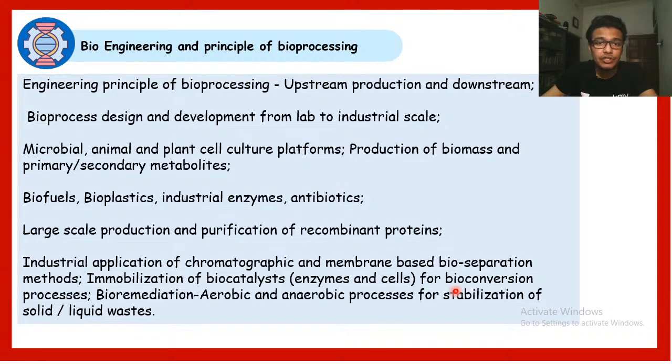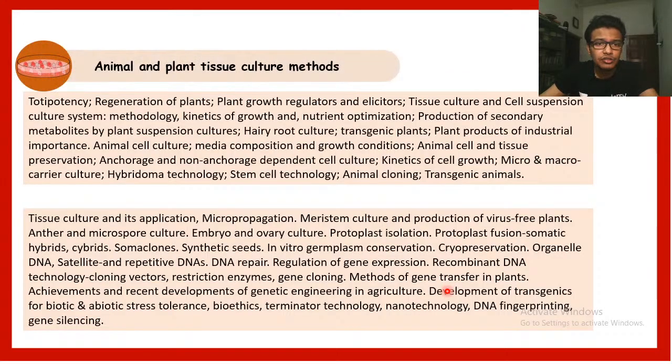There would be bioengineering and bioprocessing part. So people who are really studying industrial biotechnology, they would be getting benefit from this particular part because they already know stuff which other people don't know. But don't worry, if you don't study these kind of topics in your undergrad course, don't worry. I'll tell you why. And there would be also animal and plant tissue culture methods, and quite a lot of syllabus.